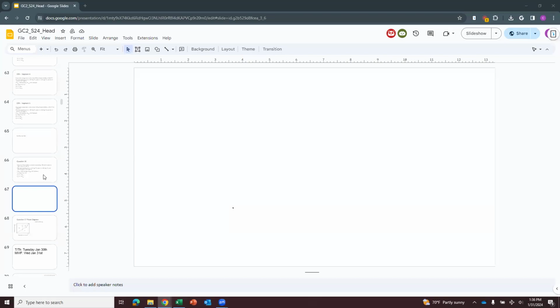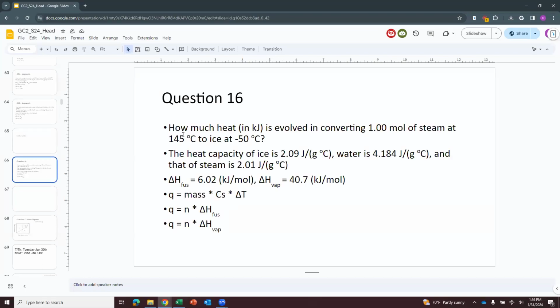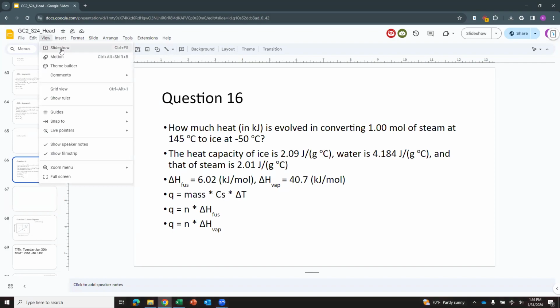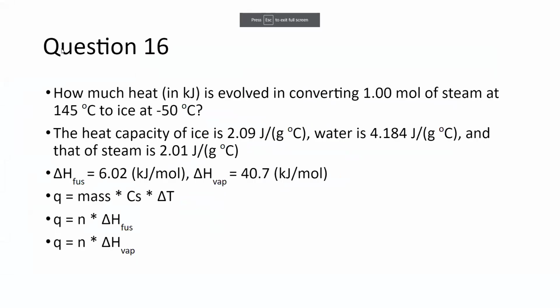In this video, we are going to do another, well, not heating curve, but cooling curve problem. We're going to work through problem 16 here. So let's look at problem 16. How much heat is evolved? Evolved is a fancy term for release when you convert 1 mole of steam at 145 to ice at 50.